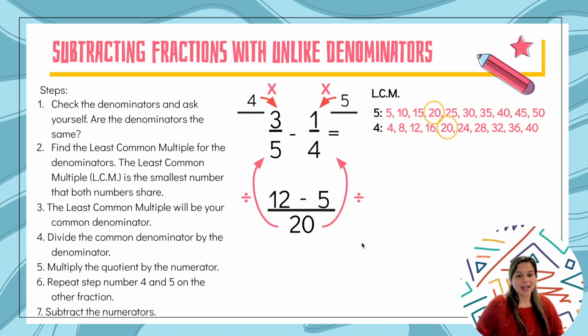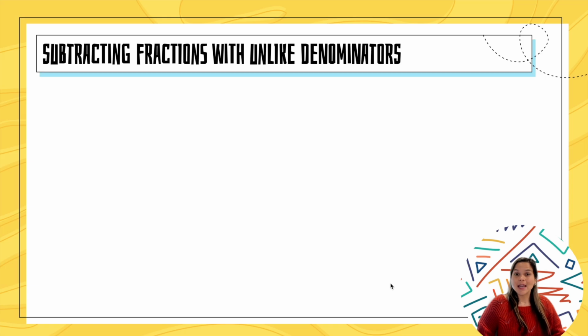And last but not least, we're going to subtract. 12 minus 5 is equal to 7. Good job. And our denominator is going to be 20. So 12 minus 5 is equal to 7. So we check. 3/5 minus 1/4 is equal to 7/20. Excellent job. Now let's do it again without seeing the steps.